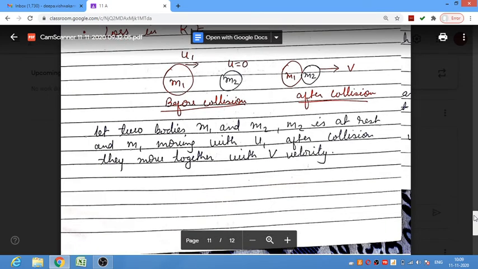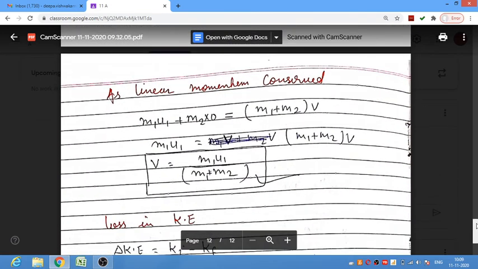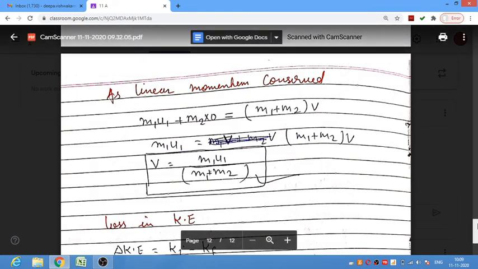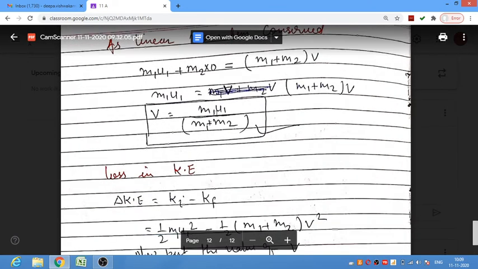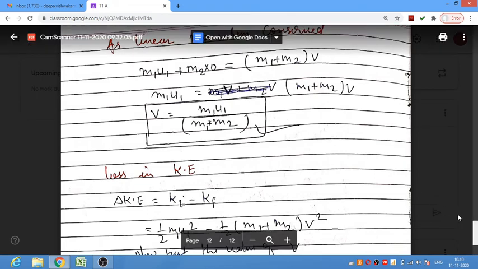Let there be two bodies m1 and m2, the same situation as written here. Now as linear momentum is conserved, we can write m1 u1 plus m2 into 0, because m2 is at rest, is equal to m1 plus m2 into v. Now we can calculate the final velocity when both masses are stuck together and moving. So we have the formula v equals m1 u1 divided by m1 plus m2.